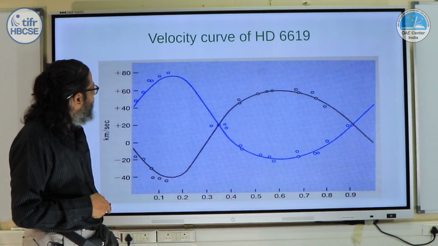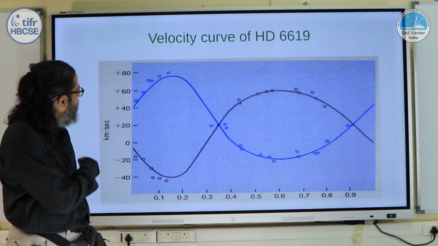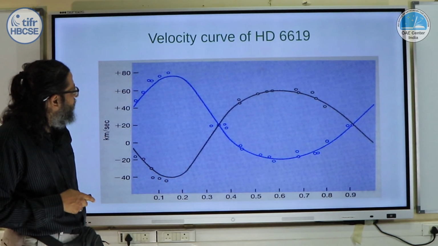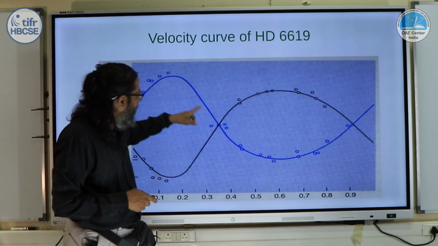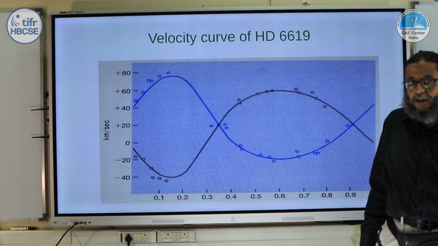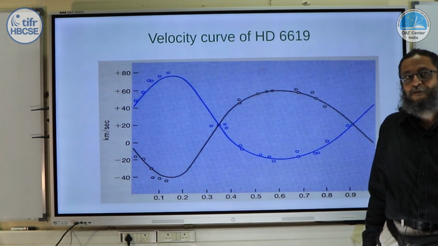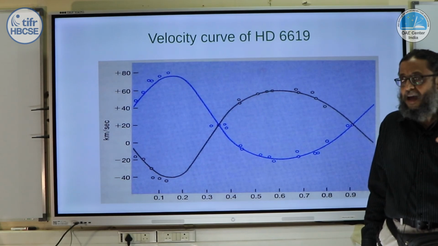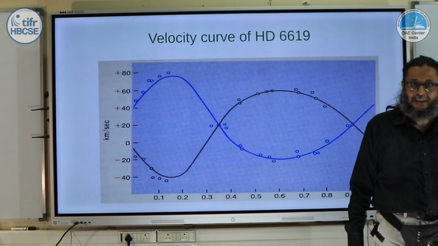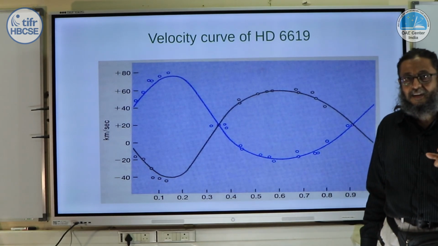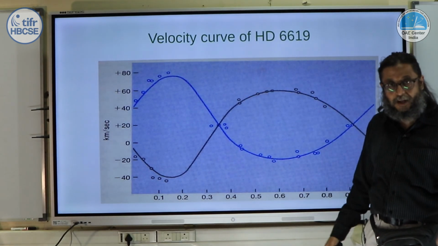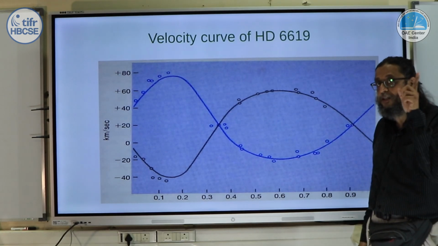So, this is an example of the velocity curve of the star HD 6619. Again, I'll repeat that we can measure the velocity and the eccentricity, and the angle of inclination can be inferred since we are measuring both the velocities out here. Angle of inclination cannot be measured directly.